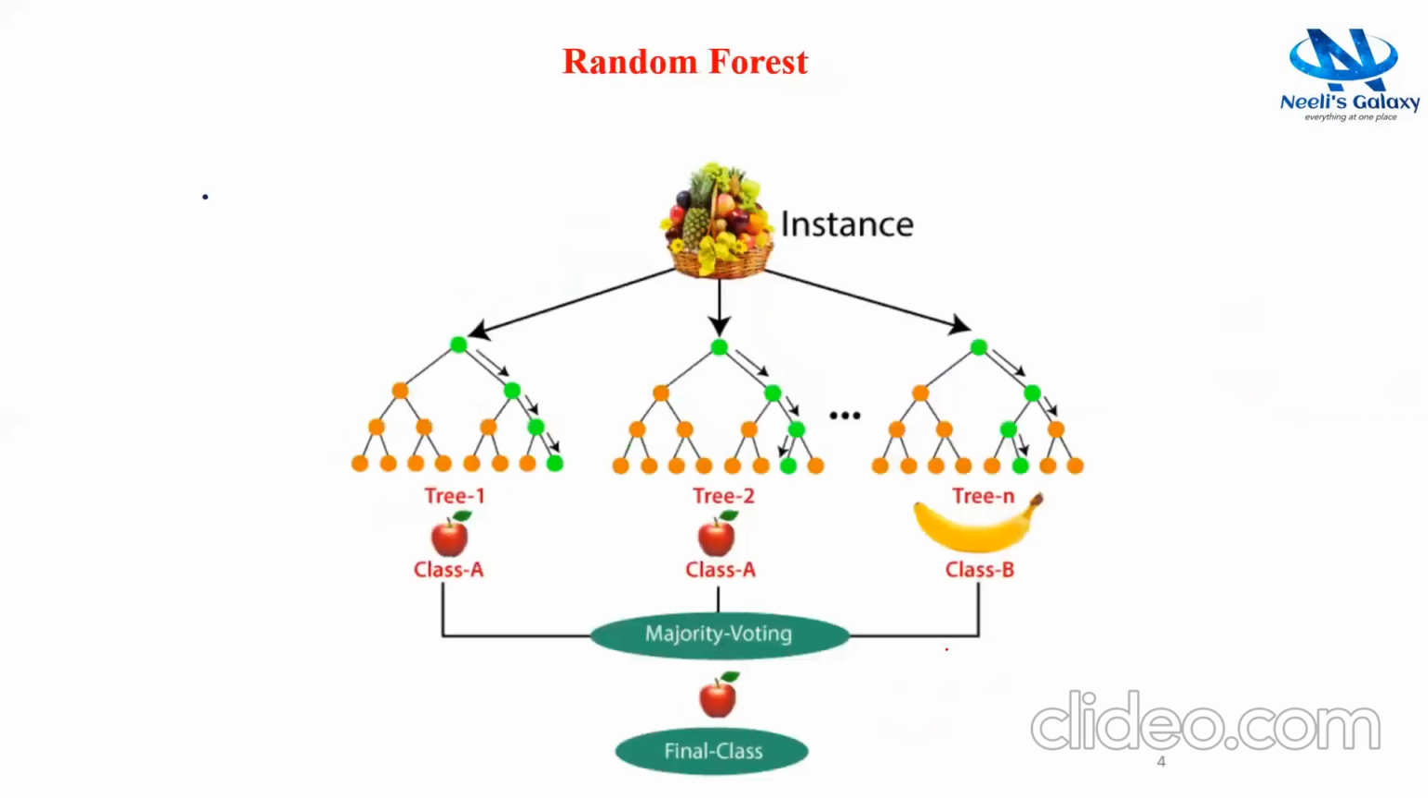In the case of the classifier, let us assume that here is the fruit dataset, and from this fruit dataset we have constructed 3 different decision trees. As you see here, the result of decision tree 1 is class A, which is nothing but apple.